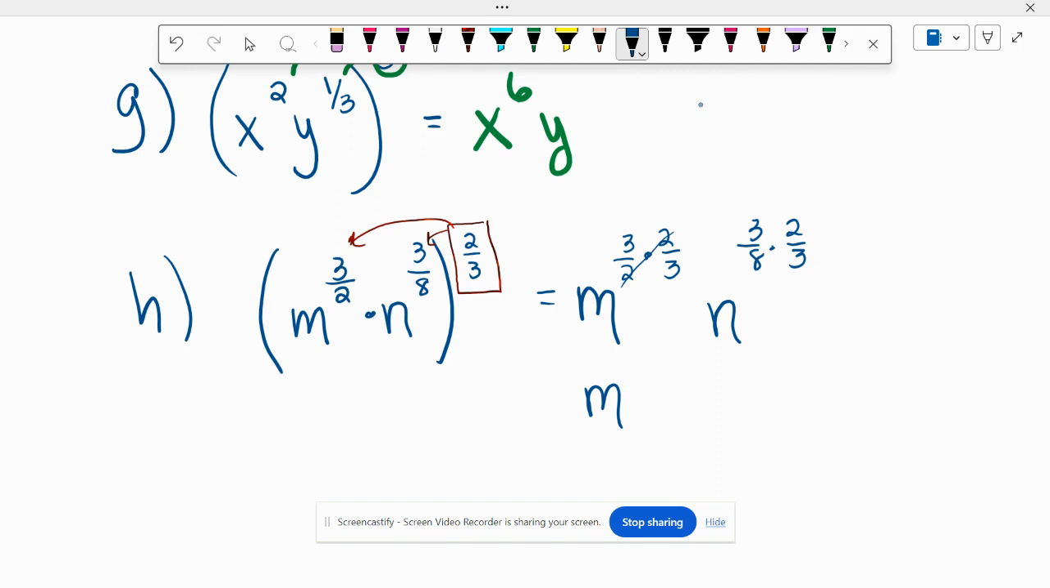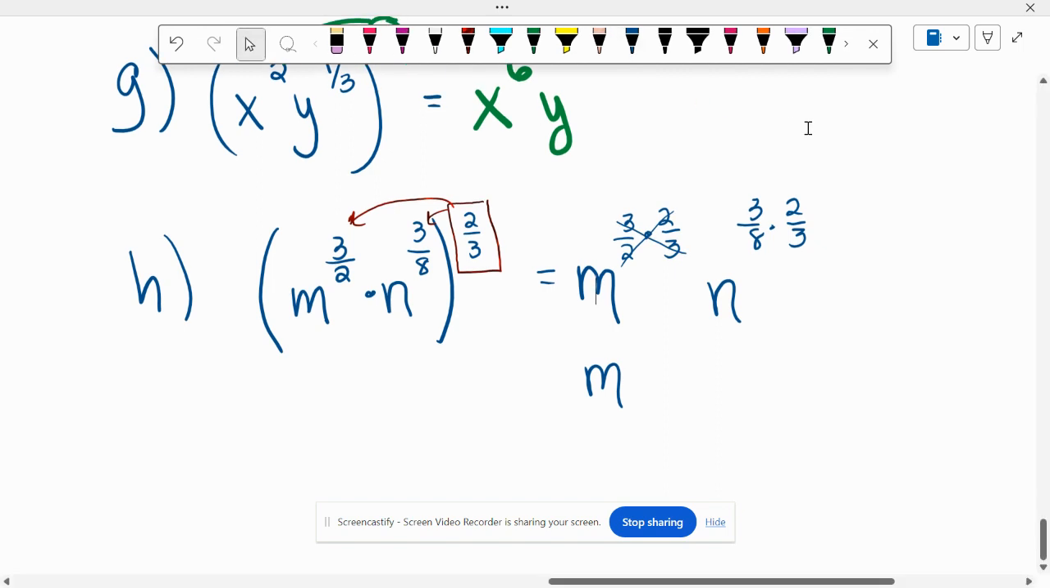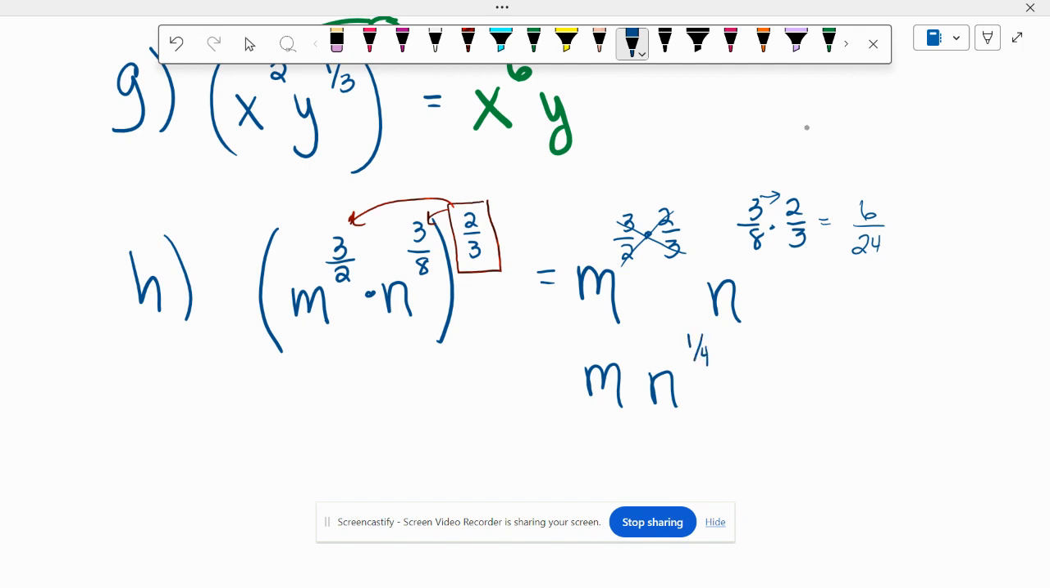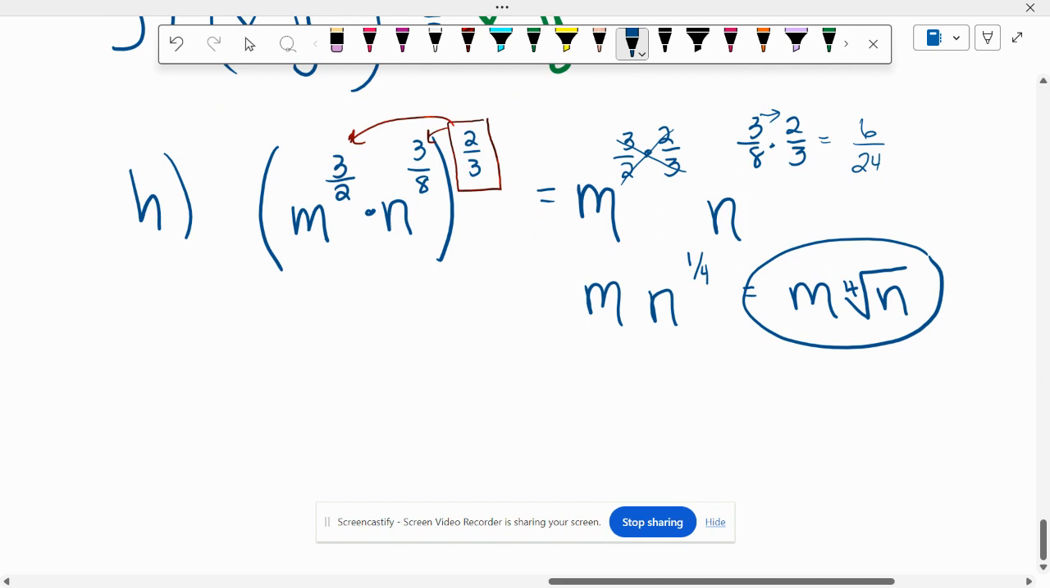Do you guys remember how to cross reduce? Did you ever learn that? Cross reducing your fractions? Okay, that's fine. We'll keep multiplying straight across. So this becomes n to the 6th over 24. But what is 6 over 24? 1/4. Okay. And m is to the first power and n is to the 1/4. So that's just the same thing as saying the 4th root of n. And that is how that looks.